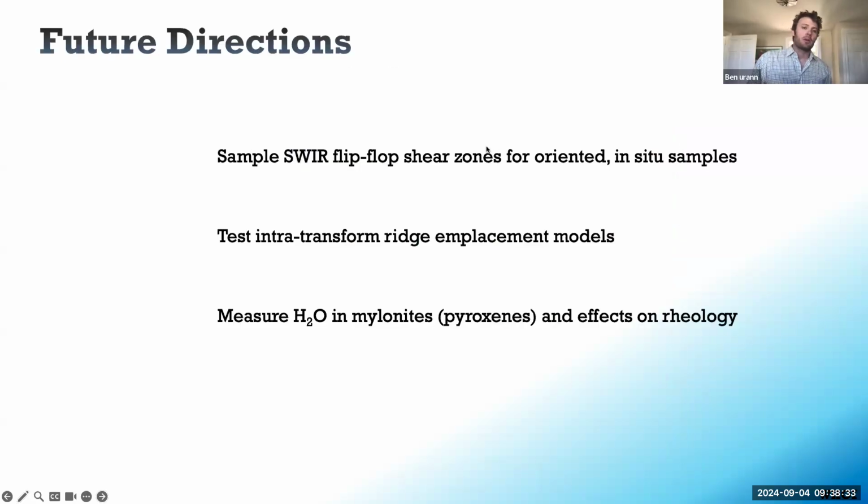When we think about where we go from here, I think there's a lot of work to be done, and I've listed a few avenues that I think are worth pursuing. If any of you are interested in any of these projects, I'd really love to hear from you. But I'd really like to drive home the fact that we have the technology to go out and do this in situ sampling and get oriented samples in the field. I think this is a really critical way that we can pin down exactly what is occurring here structurally.